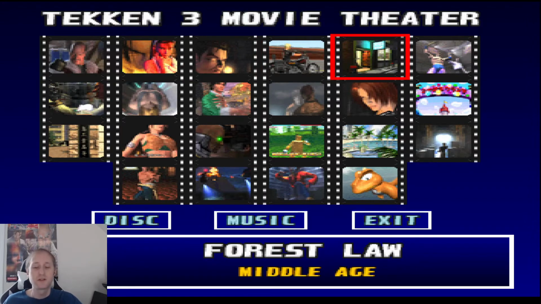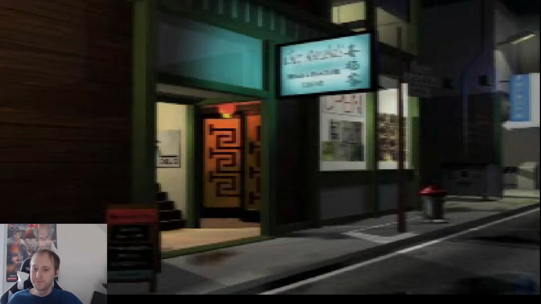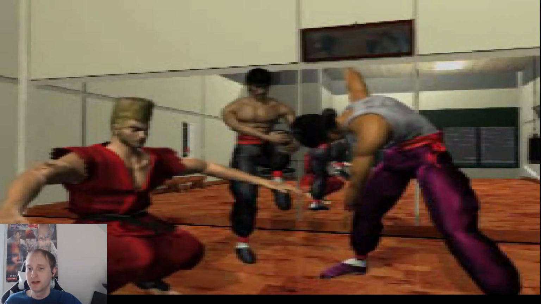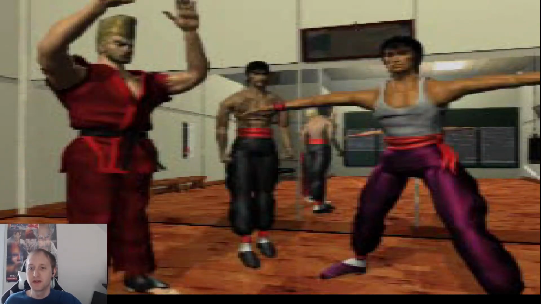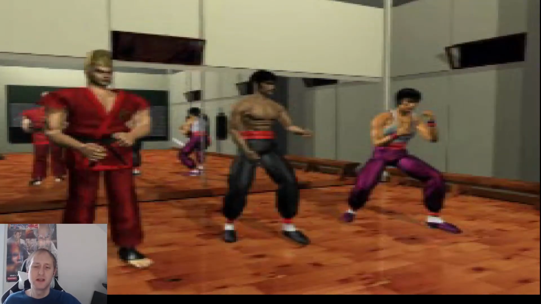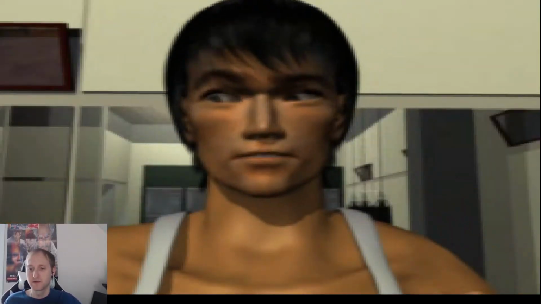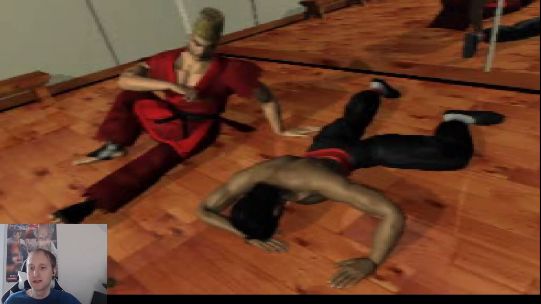Let's check out Forest Law, Middle Age. So again, you young folks may not know that Forest Law is Martial Law's son. And for whatever reason, he's the only example of a successor character being rolled back to the parent character, because Forest Law hasn't been in another Canon Tekken game.